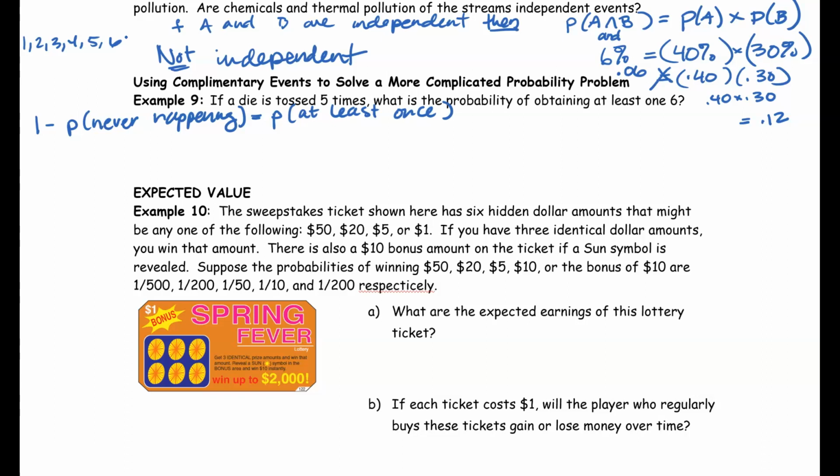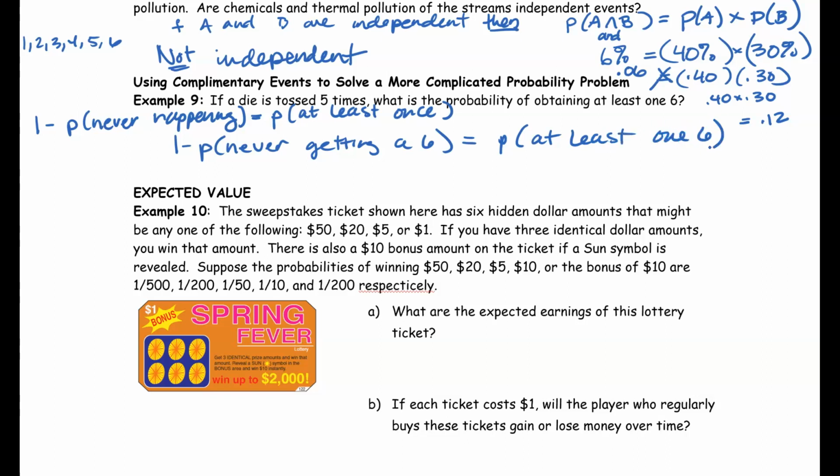It would be ridiculous. So instead of doing that, we're going to just try to find the probability of never getting a 6. Because if we can do that, we can do 1 minus the probability of never getting a 6, and that's going to give us the probability of at least 1 six. So how do we find the probability of never getting a 6? Well, if we think about the choices, when we roll a die, we can get a 1, 2, 3, 4, 5, or 6. So the probability of not getting a 6 is going to be 5 out of 6.